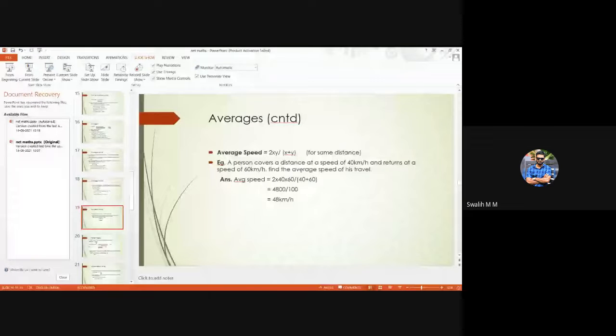So the first speed is 40 km, then he is returning at the speed of 60 km. Using this formula, 2xy by x plus y, 2 into 40 into 60 divided by 40 plus 60. 2 into 40 into 60 is 4,800, and 40 plus 60 is 100, and you get 48 km per hour. There are ways to find this formula and all. I'm not wasting time, and this is not a maths class. You just learn this formula, 2xy by x plus y. If you get an average speed question, you can solve this in very short time if you know this. Any doubts?